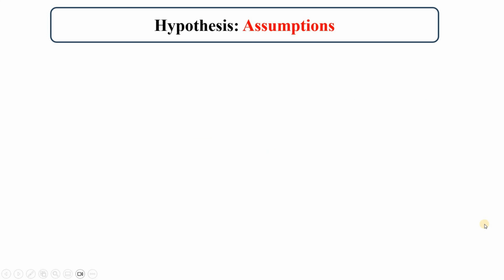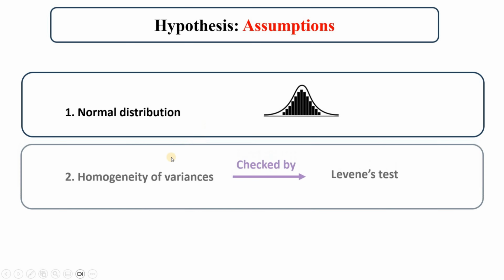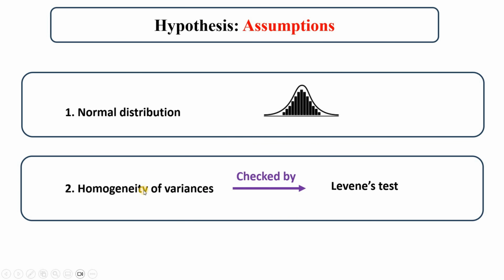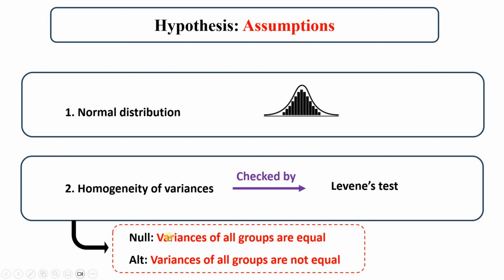For testing the hypotheses, there will be certain assumptions. These are the major assumptions I am mentioning here. First, our data should be normally distributed. Second is the homogeneity of variance, which will be checked by Levene's test. The null hypothesis will say that the variance of all groups is equal, and the alternative hypothesis will say that the variance of all groups is not equal.